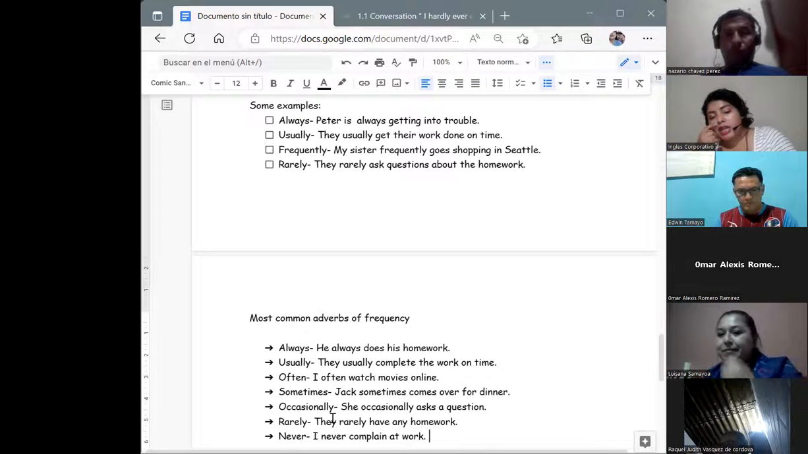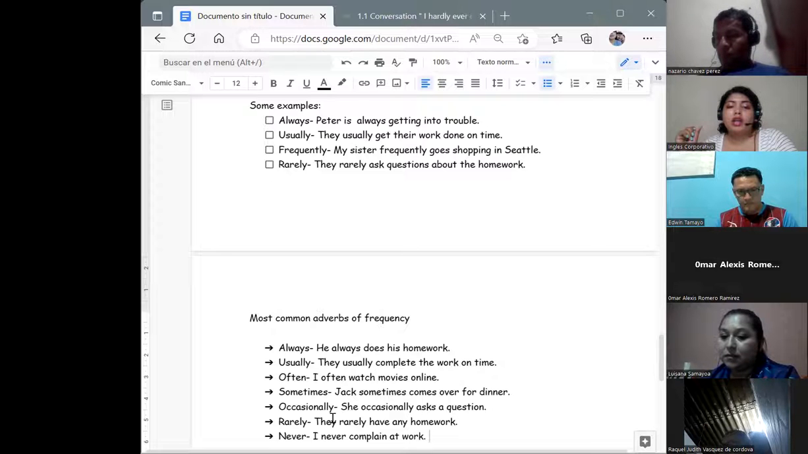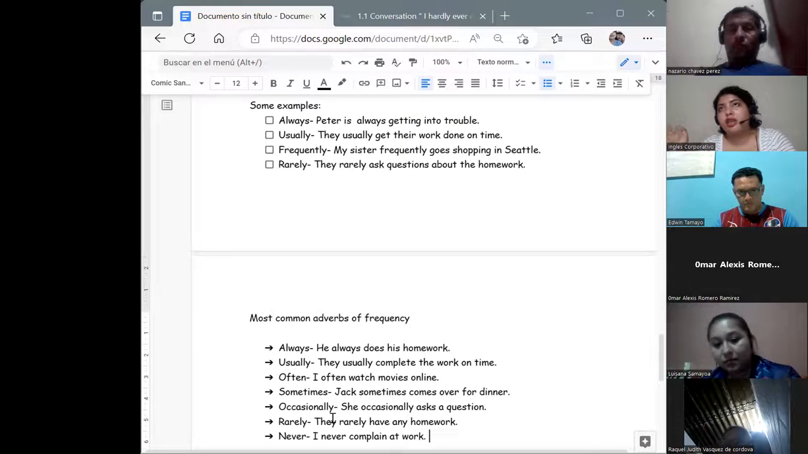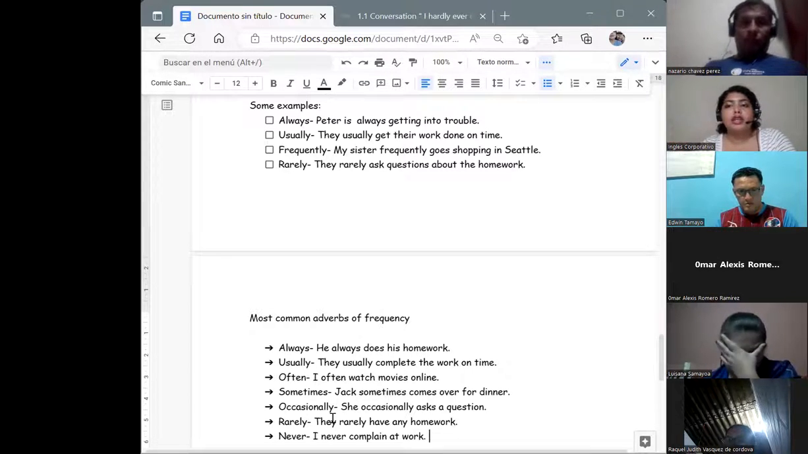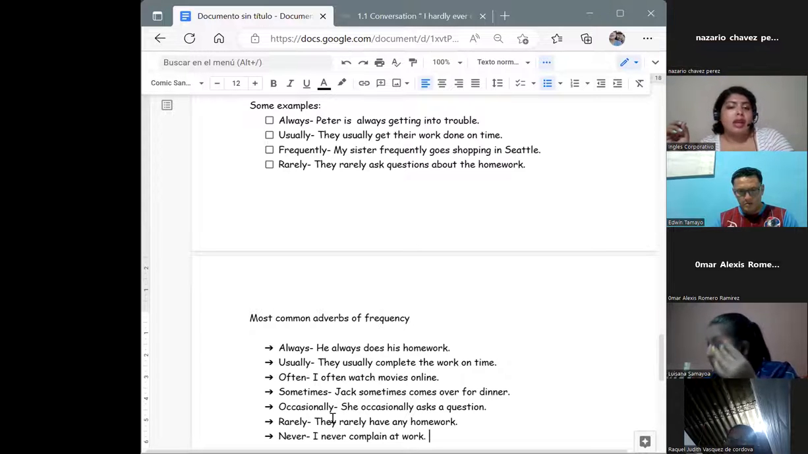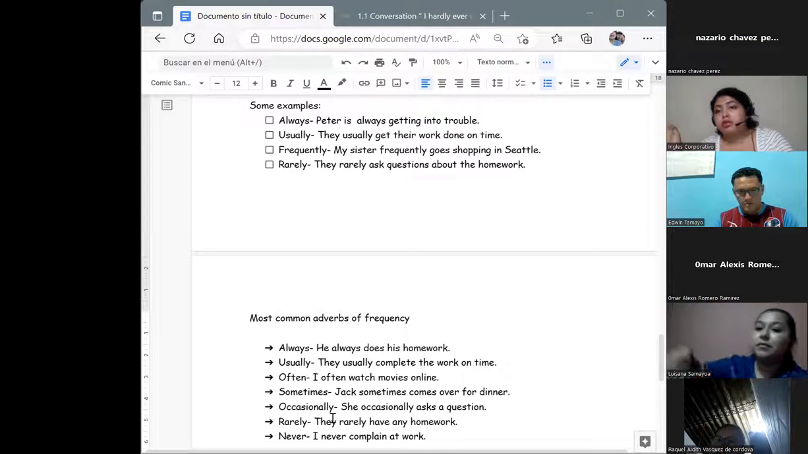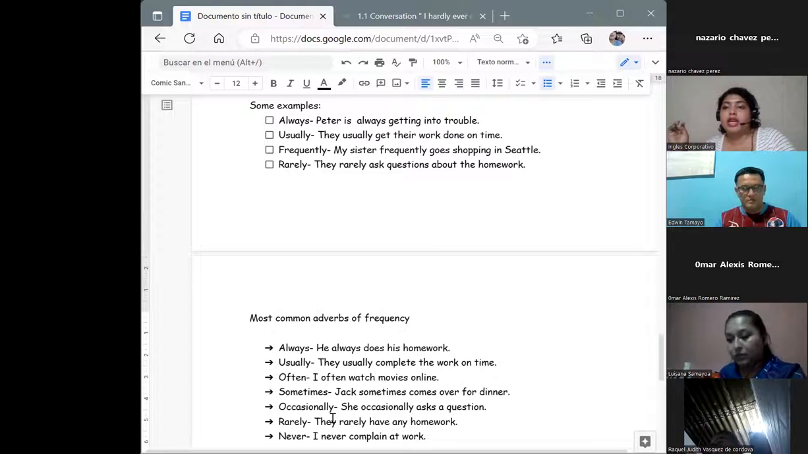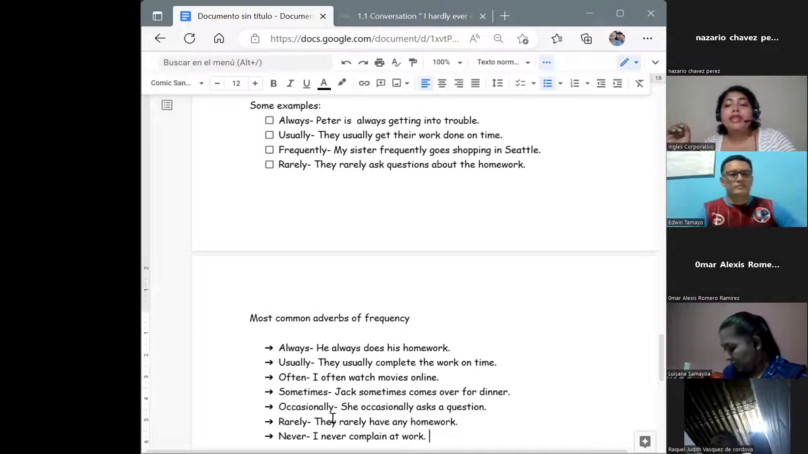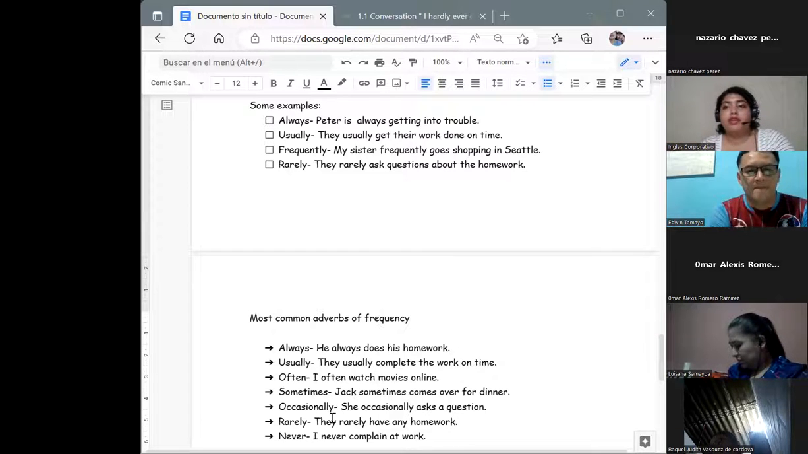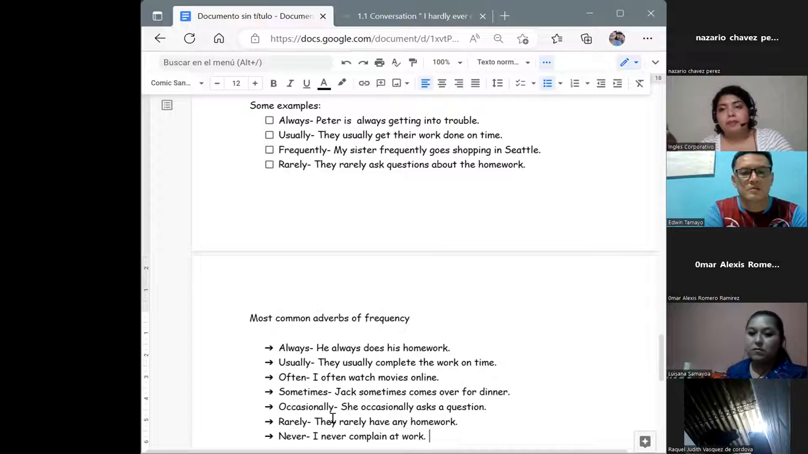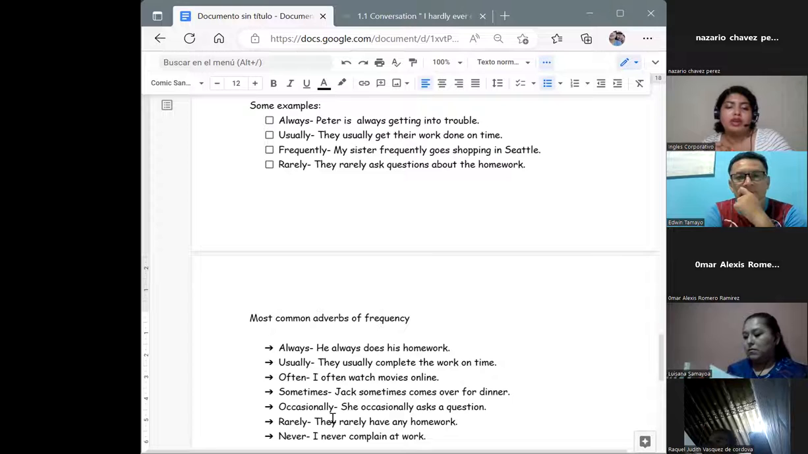Then sometimes, Jack sometimes comes over for dinner, not all the time, just sometimes. She occasionally asks a question. It is not very common to hear that girl asking a question. They rarely have any homework. Why? We don't know, but some days they don't have homework. And I never complain at work, never in my life, nunca me quejo de mi trabajo. That is something kind of weird.